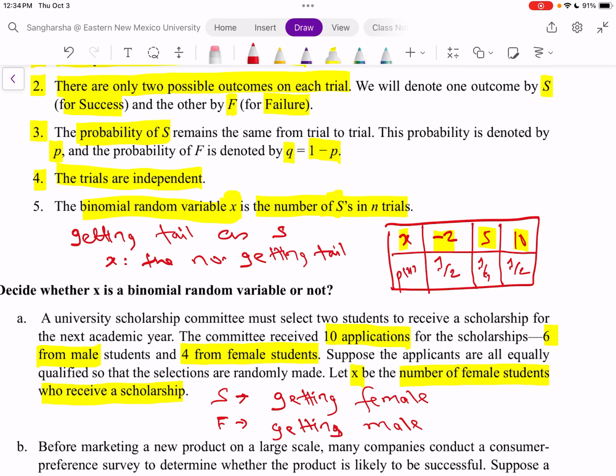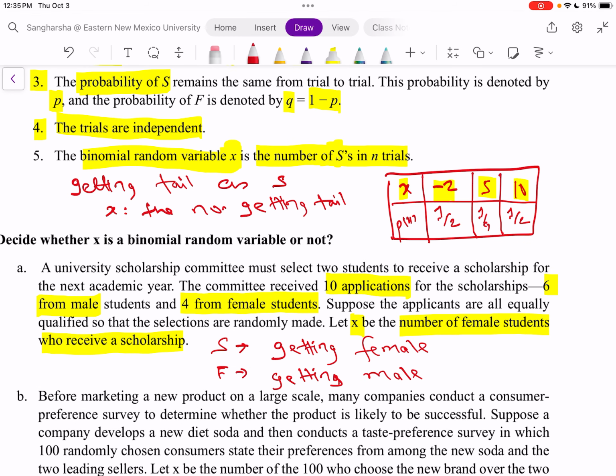Now what about number 4? Are the trials independent? Now we have two trials. They are not independent, right? The probability for the second trial depends on the first trial. So because of number 3 and 4, these two criteria are not met in this experiment. So our X is not a binomial random variable. So here I'll just mention not. So X is not a binomial random variable.